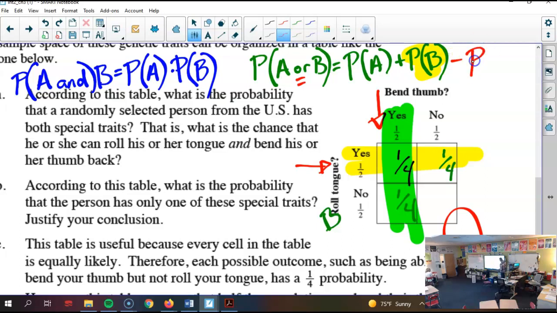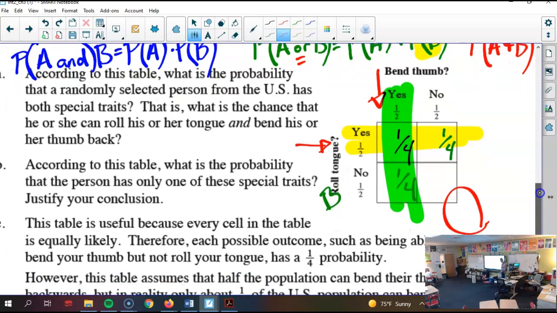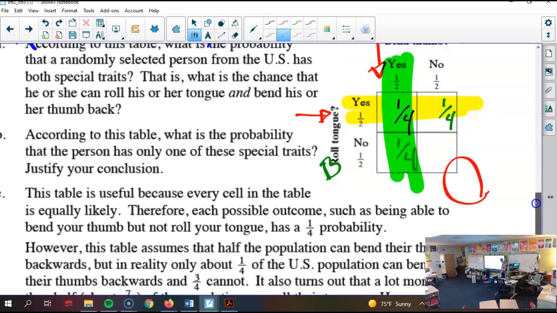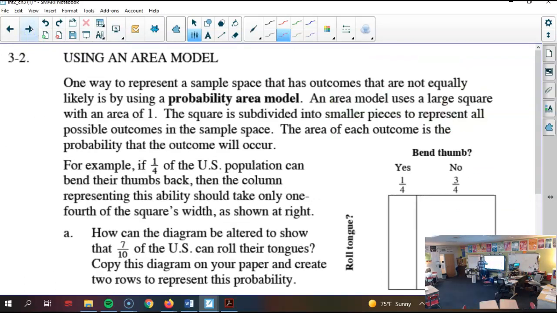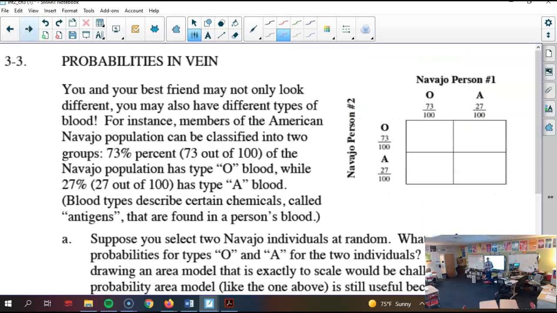So minus P of A and B. Man, we need some better notation. I wonder if there's any better way to write these things. Okay, this is too easy. We can do the easy stuff.